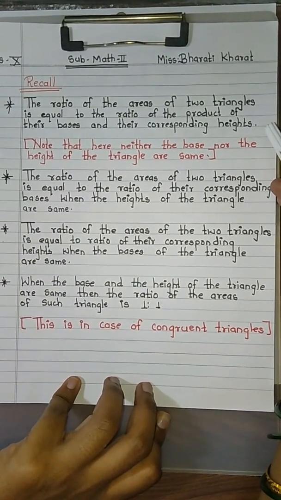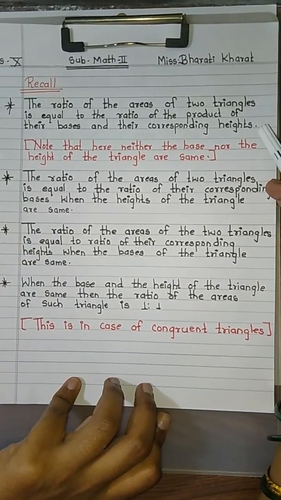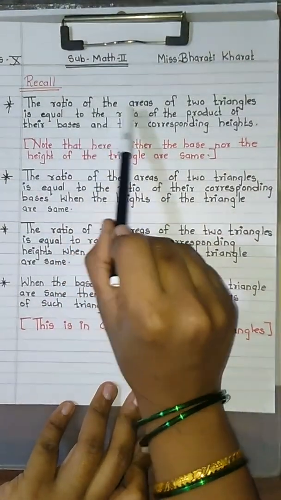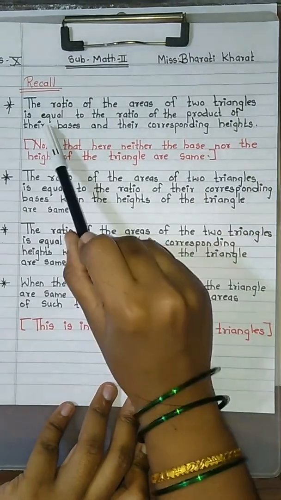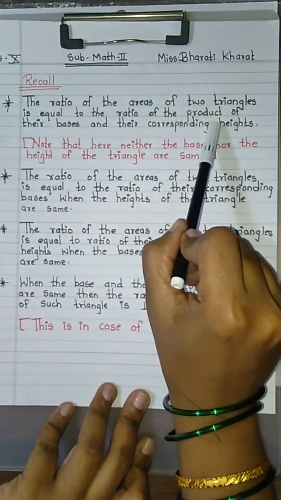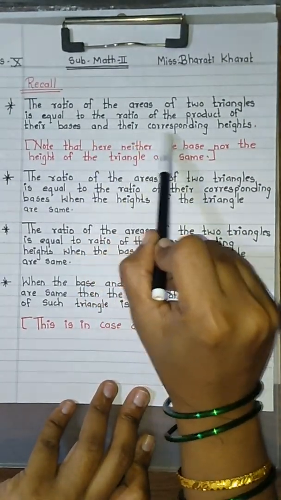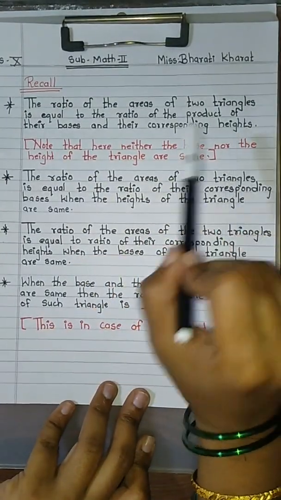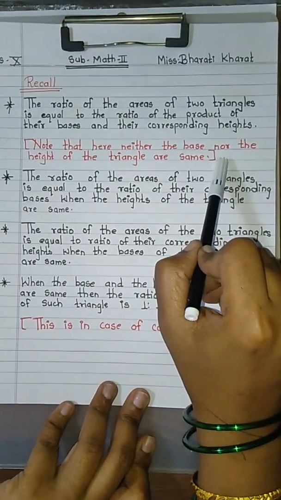In the last video we have studied basically 4 points. Let us recall all those points. First point is the ratio of the areas of two triangles is equal to the ratio of the product of their bases and their corresponding height. Here neither the height of the triangle nor the base of the triangle is the same.